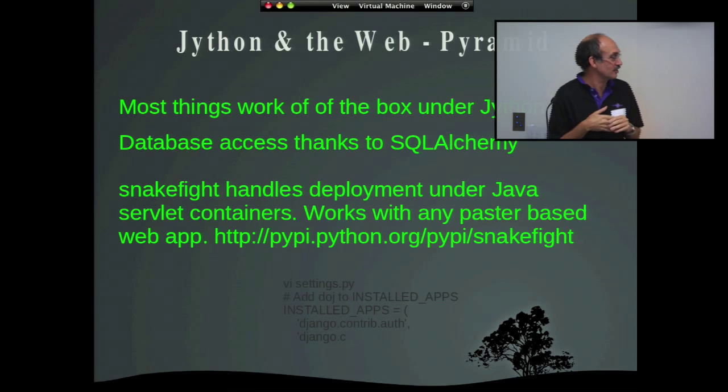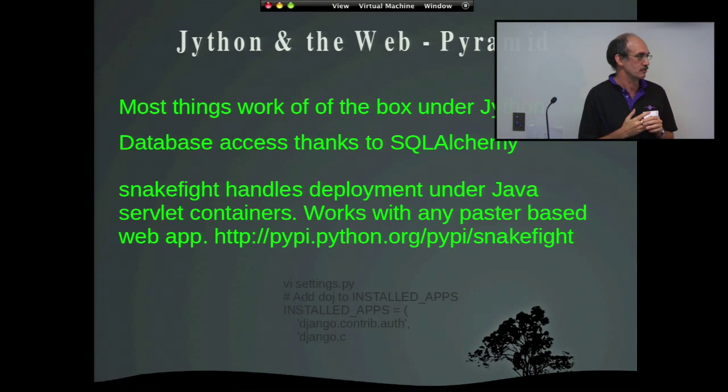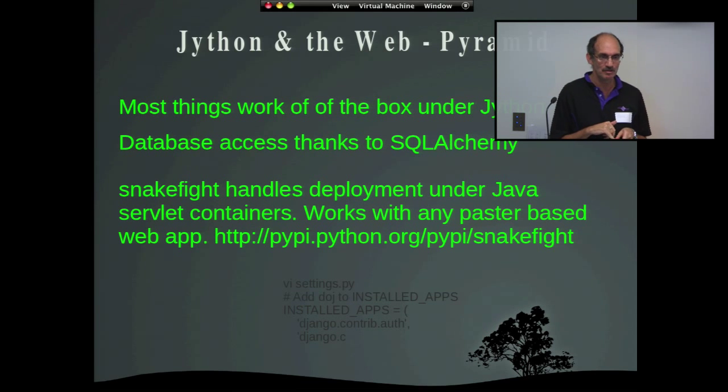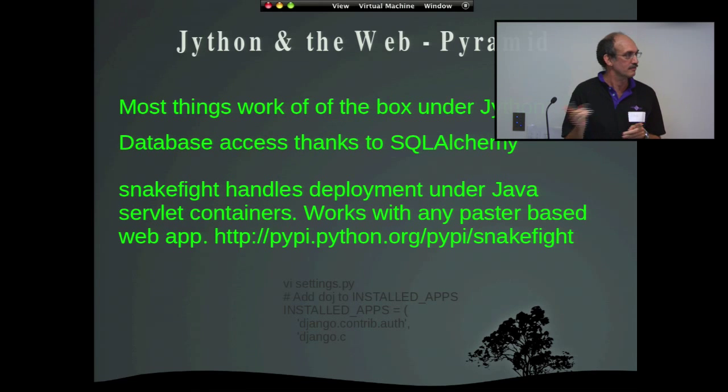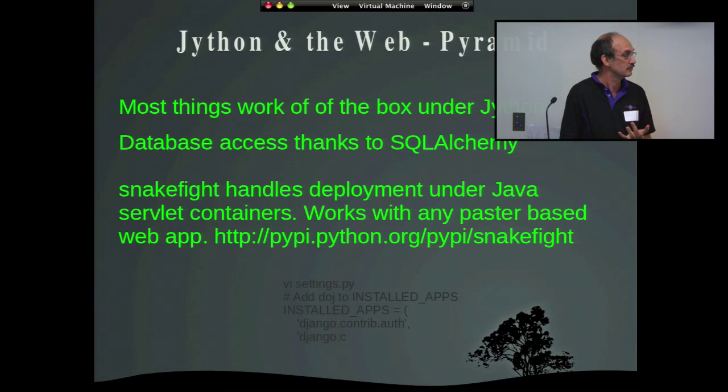The really nice thing about Pyramid is until you have to do your database interaction, everything works exactly as it would in the CPython world, with one exception. By default, the templating language for Pyramid is Chameleon. Chameleon uses the abstract syntax tree, and Jython doesn't support the parser command. So what happens is it'll try to install Chameleon, say it fails, and carry on. So you fall back to using Mako or Jinja2 as your templating language. That's the only limit. For us, that's not a problem.